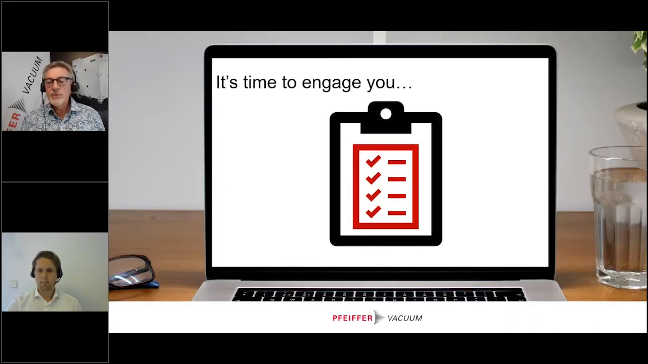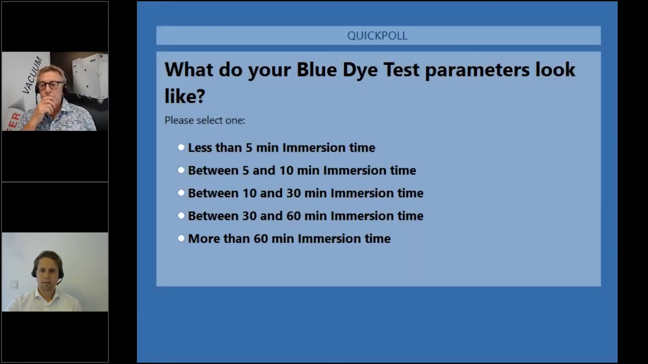Again, time to engage you for a third poll with Lucas. Yeah, I just opened it. So you've heard about the parameters and especially immersion time. And in our experience, most of the time, it's less than 5 minutes immersion time. But we would like to understand how long your blue dye test is, especially when we compare that to the standards that are available, like the ISO, for example.